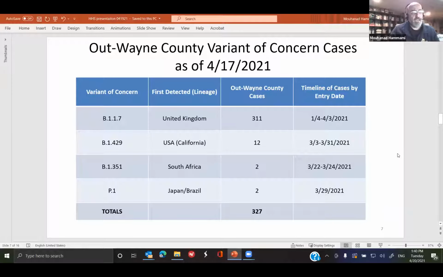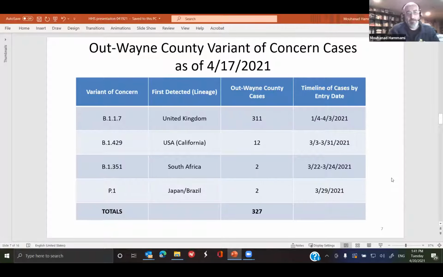The variants have also been increasing. Still, as of today, the majority of the variants that we see are the B117, which is the United Kingdom variant. The B1429, the California variant, is also increasing. And we have just registered 2 cases of the P1. This is the notorious Brazil or Japan-Brazil variant. This is one that we just documented in Wayne County recently on March 29th.